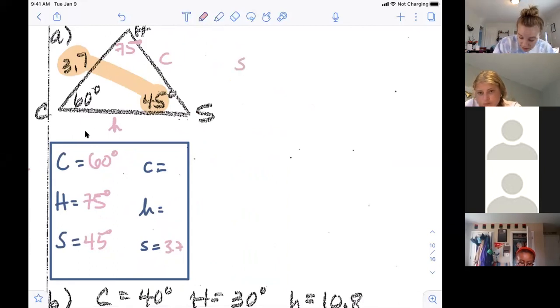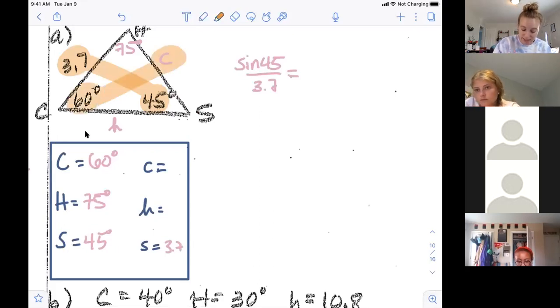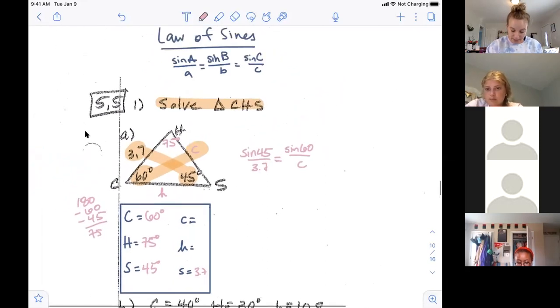The first one is going to be sine of 45 over 3.7 equals, and then I can pick either of the two other ones. We'll do little c first. We'll do sine of 60 over little c. So this is my law of sines. I did sine of an angle over its opposite side equals sine of an angle over its opposite side. I just don't know what little c is, so I'm going to find that. Any questions on my setup?